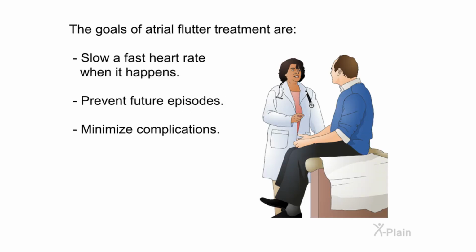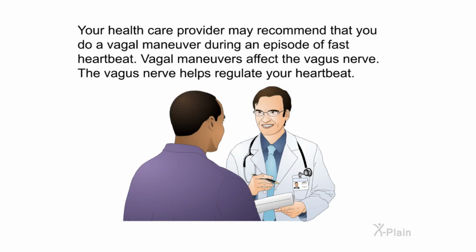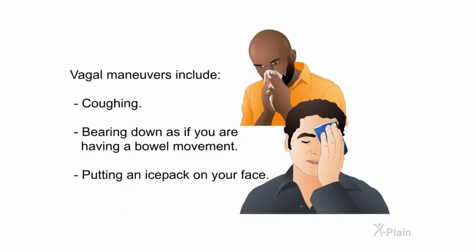Treatment. The goals of atrial flutter treatment are to slow a fast heart rate when it happens, prevent future episodes, and minimize complications. Your healthcare provider may recommend that you do a vagal maneuver during an episode of fast heartbeat. Vagal maneuvers affect the vagus nerve. The vagus nerve helps regulate your heartbeat. Vagal maneuvers include coughing, bearing down as if you are having a bowel movement, and putting an ice pack on your face.